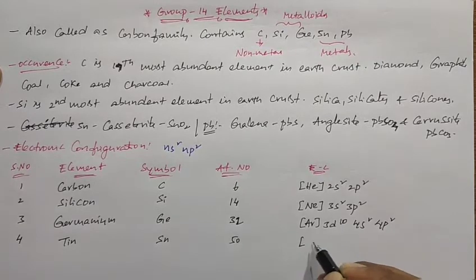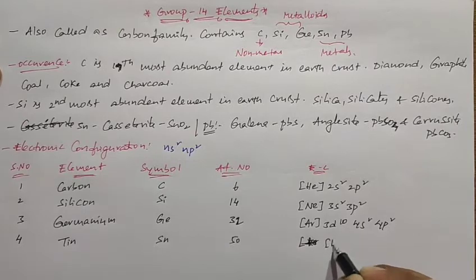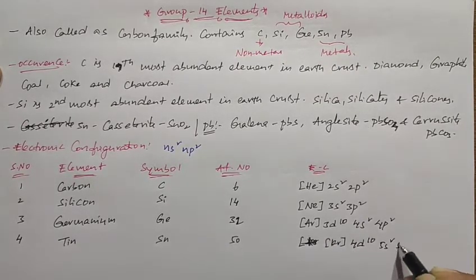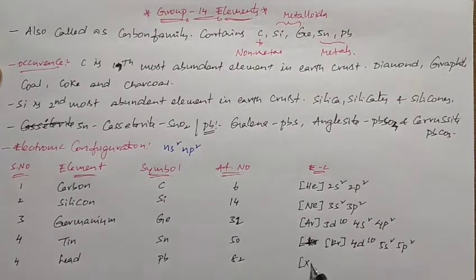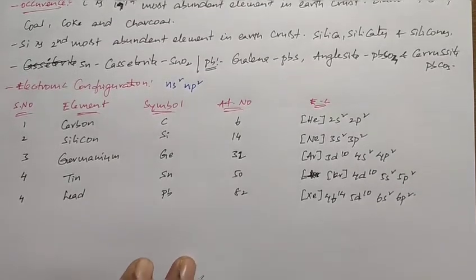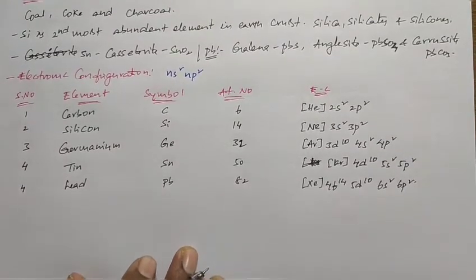Fourth one is tin, represented by Sn. Atomic number is 50, and electronic configuration is krypton 4d10 5s2 5p2. Last one is lead, represented by Pb. Atomic number 82, electronic configuration xenon 4f14 5d10 6s2 6p2. So these are the electronic configurations of group 14 elements. Next one is physical properties.